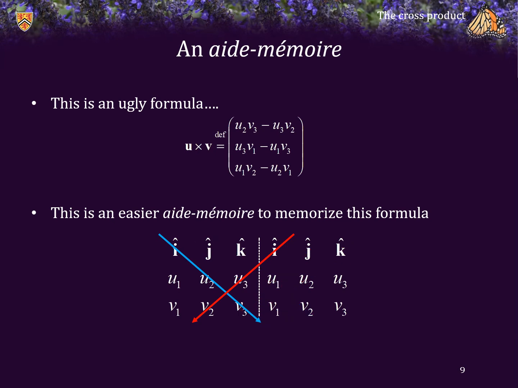So, as you can see, the first entry there is u2 times v3 minus u3 times v2. The second entry, the second canonical vector being 0, 1, 0, has the terms u3 times v1 minus u1 times v3. And finally, the third canonical vector, 0, 0, 1, is multiplied by u1 times v2 minus u2 times v1.